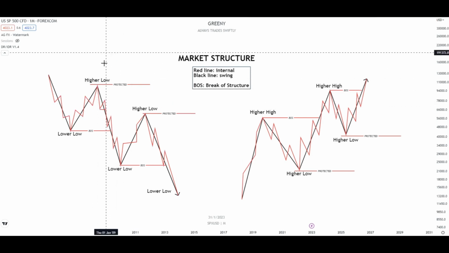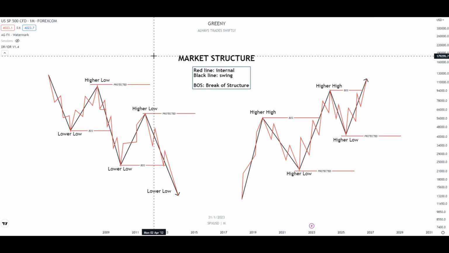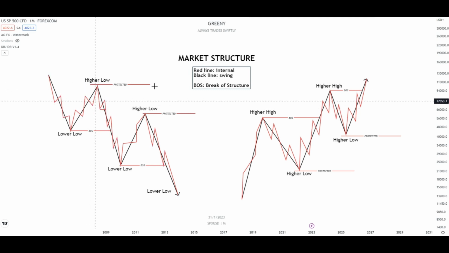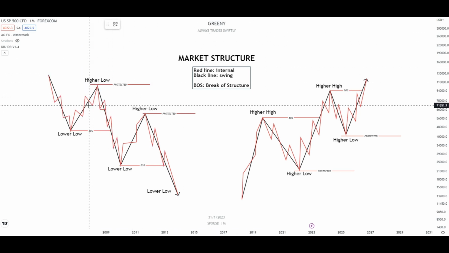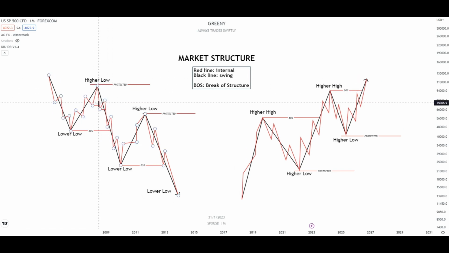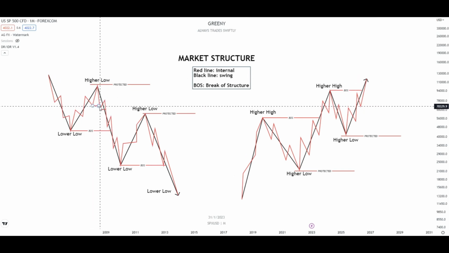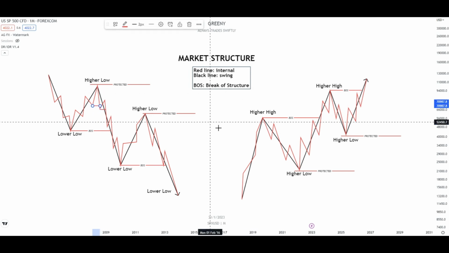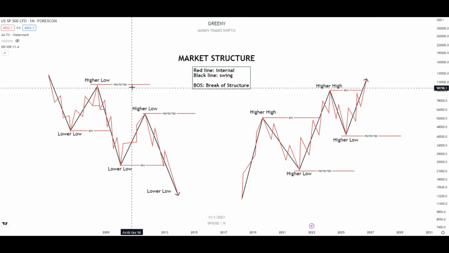So we want to see things called structural alignment. This will build our bias to know which way we are looking. So when you see the change of character here, you are looking for an optimal pullback to align with the newly created higher low, as it's defined when the change of character is created, which is the internal break of structure.